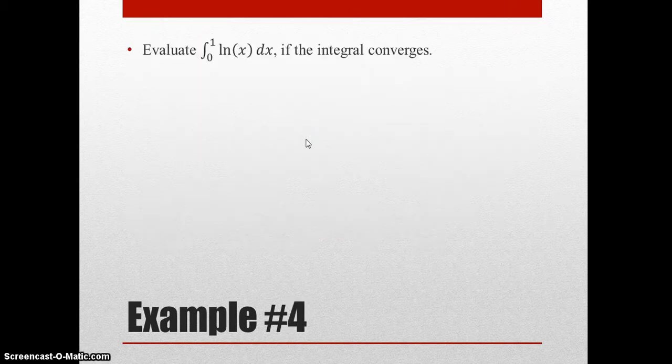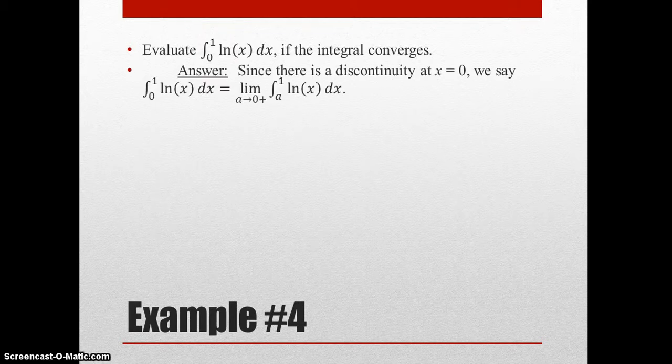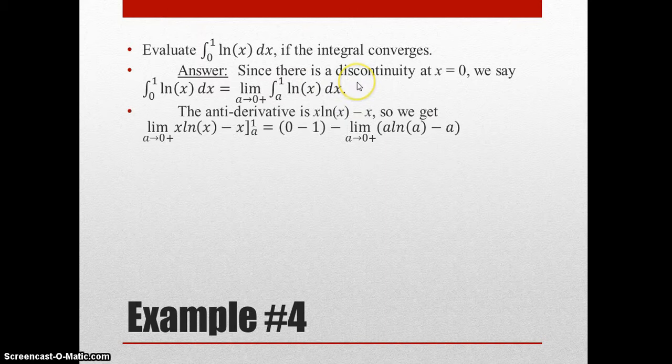Example 4, evaluate the integral from 0 to 1 of natural log of x dx if the integral converges. There is a discontinuity in the natural log function at x is equal to 0. So we apply our limits. We say the limit as a goes to 0 from the right of the integral from a to 1 of natural log of x dx. The antiderivative, if you remember from integration by parts, is x natural log of x minus x.